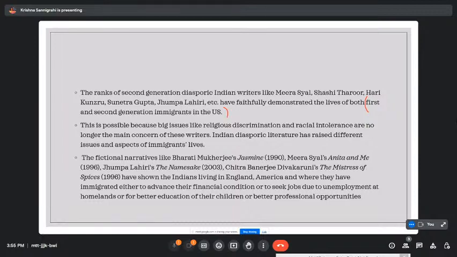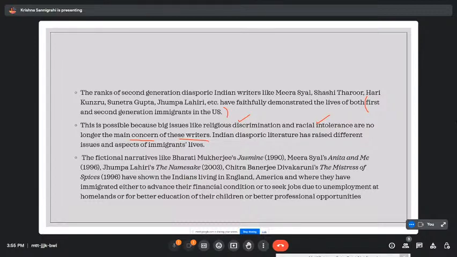So this is possible because big issues like religious discrimination and racial intolerance are no longer the main concern of these writers. So, the idea is that the Indian diasporic literature has raised different issues and aspects of immigrants' lives. So there are different ideas.